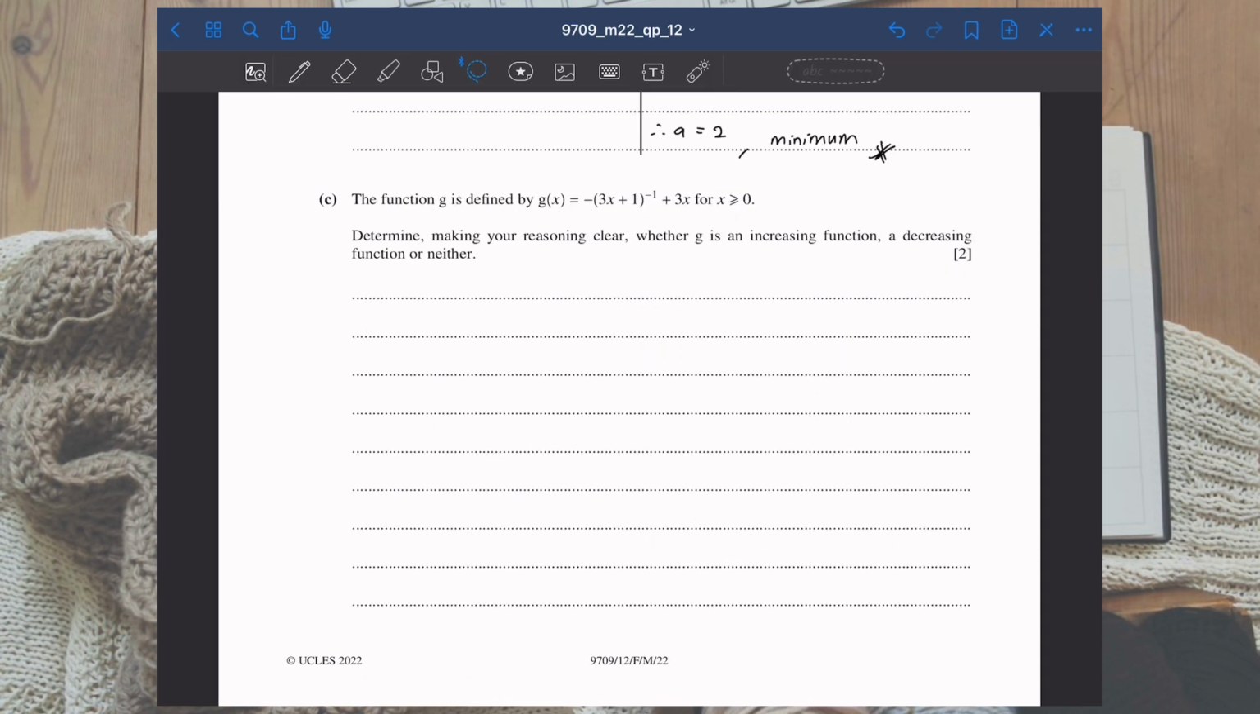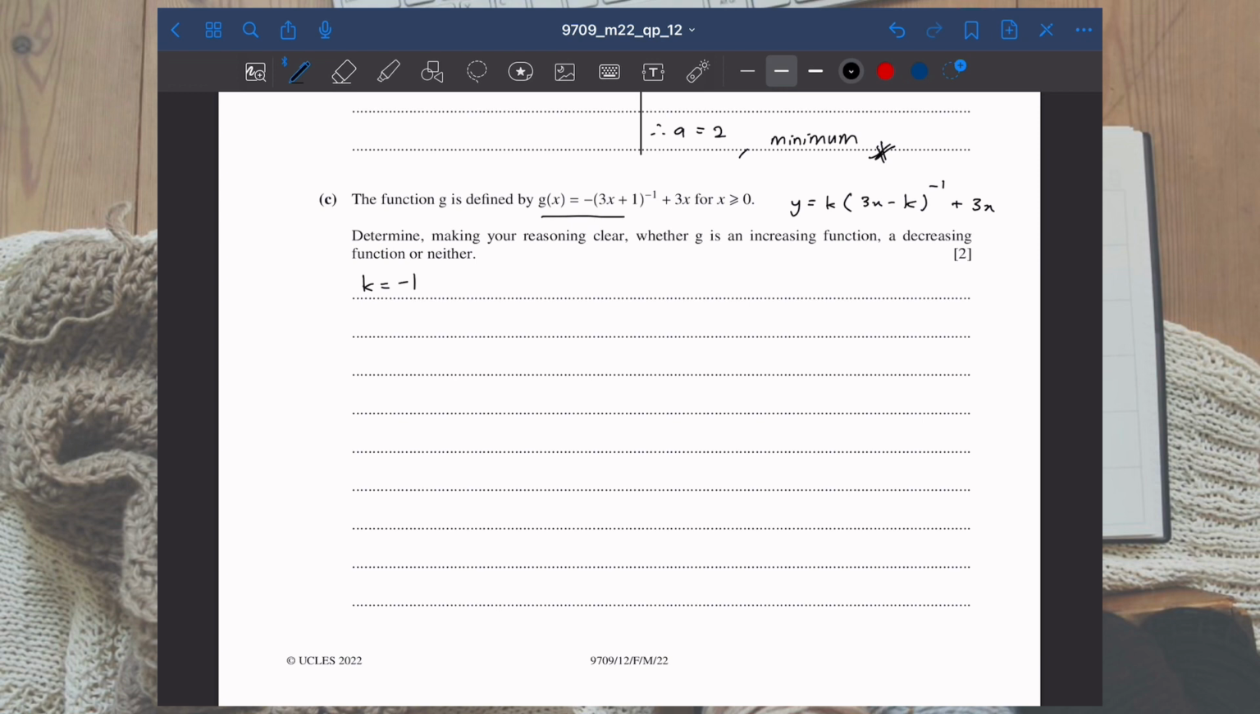Part C. The function g is defined by g of x equals negative (3x plus 1) to the power of negative 1, plus 3x, for x more than or equal to 0. Determine, making your reasoning clear, whether g is an increasing function, a decreasing function, or neither. So doing another comparison with the earlier equation, which is y equals k (3x minus k) to the power of negative 1, plus 3x, our k for the function g of x is negative 1.